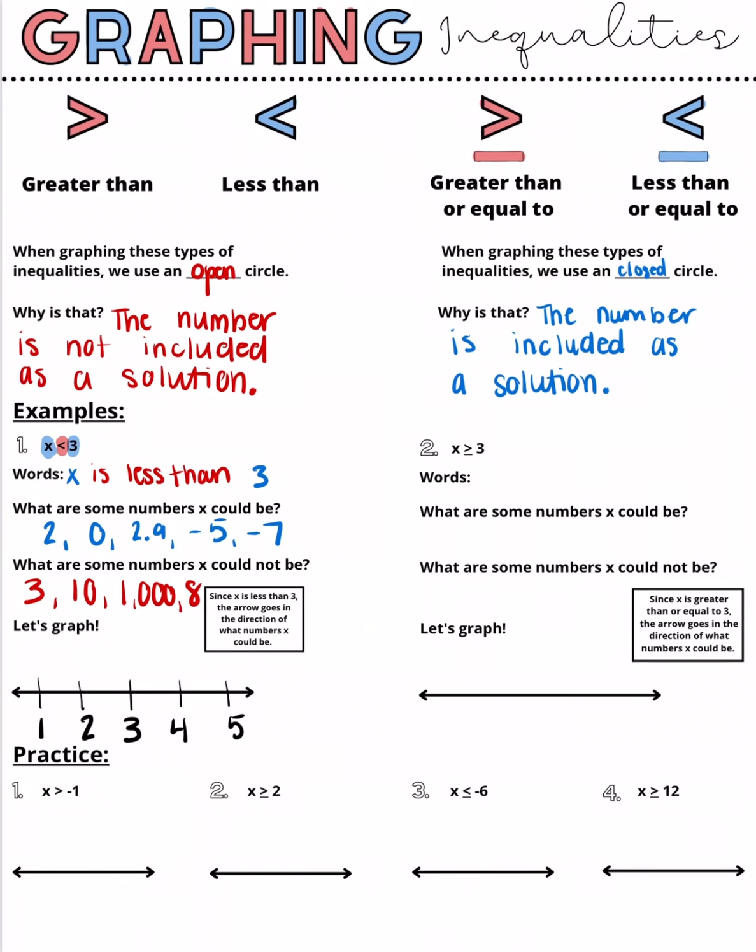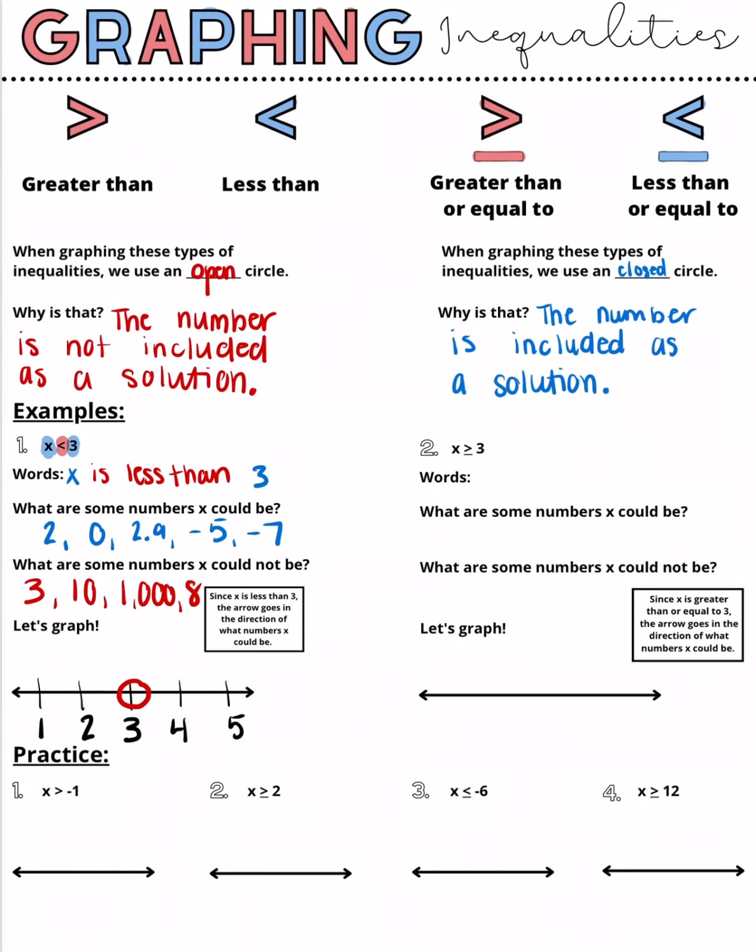Okay, x is less than 3. So we're going to use an open circle. And now let's think about this. x couldn't be 3 or 4 or 8 or 1,000. All those numbers are on this side of that circle.